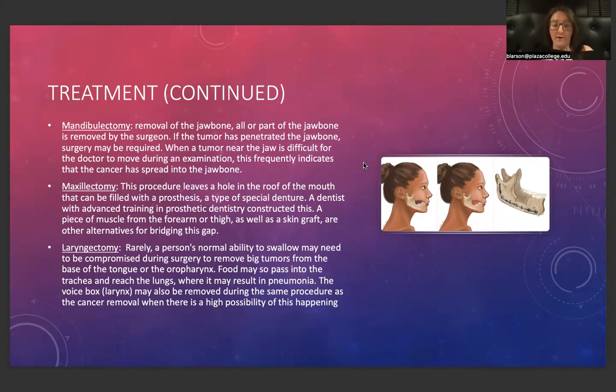This is very rare. A person's normal ability to swallow may need to be compromised during surgery to remove big tumors from the base of the tongue or the oral pharynx. Food may pass into the trachea and reach the lungs, where it may result in pneumonia. The voice box, larynx, has also been removed during this procedure, as the cancer removal when there's a high possibility of this happening.